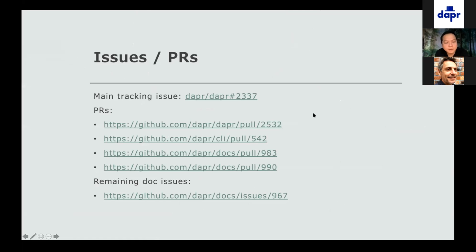If you want to look further to see the changes that are coming, the main tracking issue is 2337. It has everything in there. Or you can look at individual issues here. Most of them are checked in already. There's only one or two left, and then the rest will be blocked until OpenTelemetry is GA.